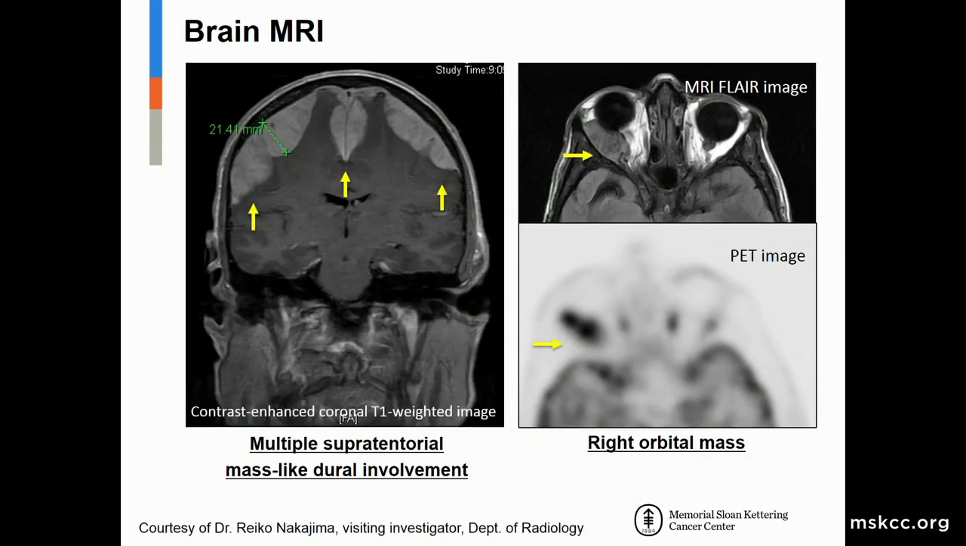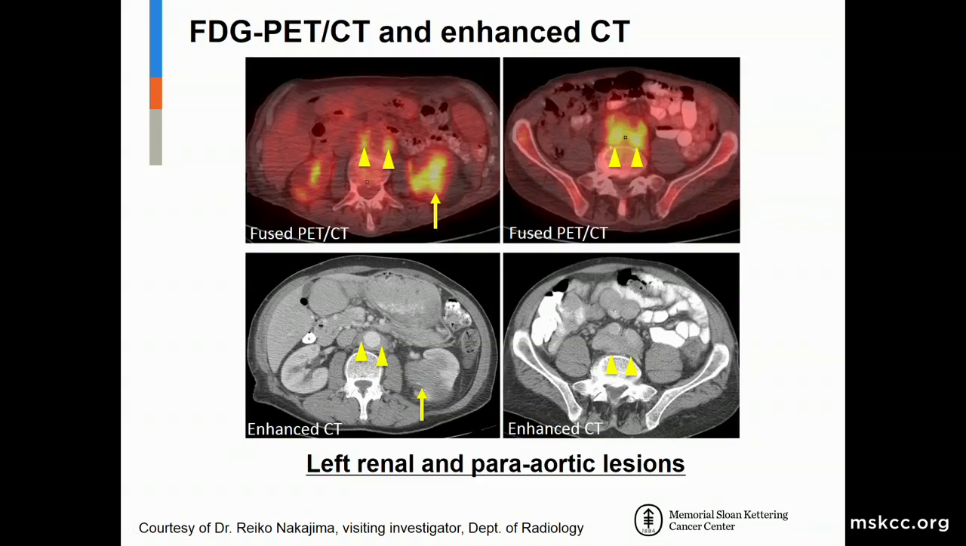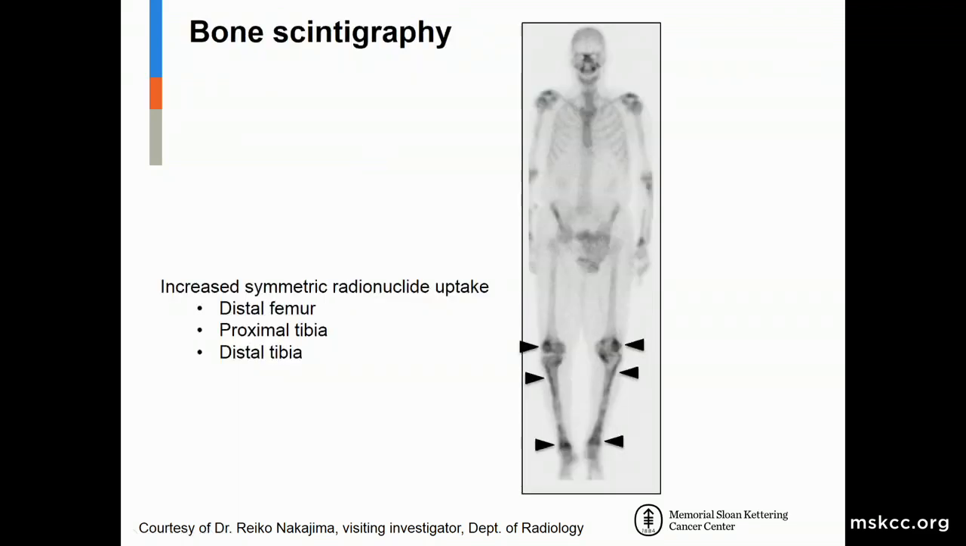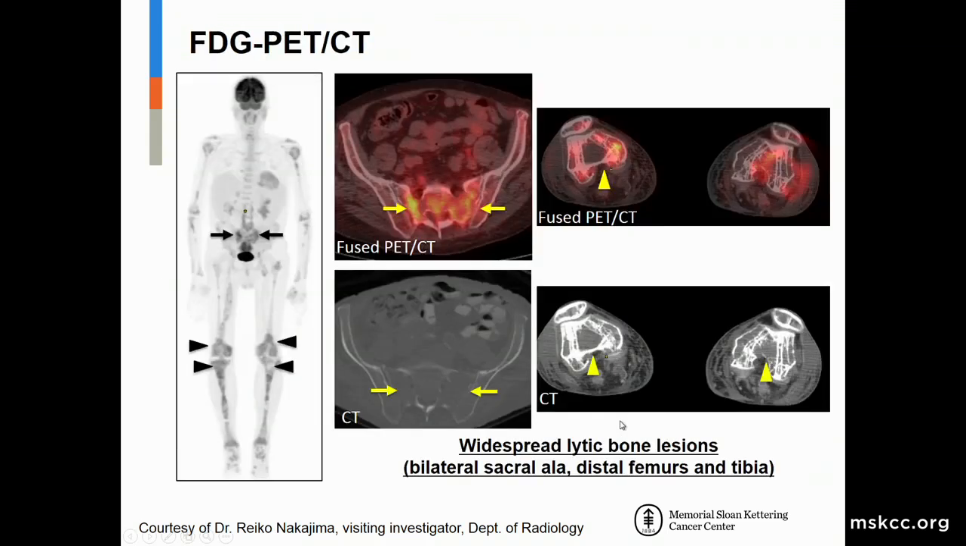So this is the brain MRI. We can see this extensive multiple supratentorial mass, like thickness of dura. And also the PET showed right orbital mass. And also the PET highlighted this left renal and para-aortic regions. And bone scan also showed multiple symmetric uptake around knee lesions and also distal tibia. And these lesions also showed uptake by PET scan. So the biopsy was actually done from this site.